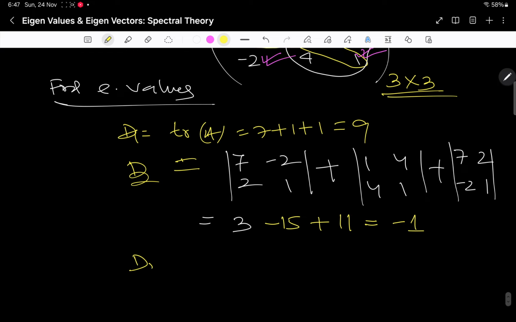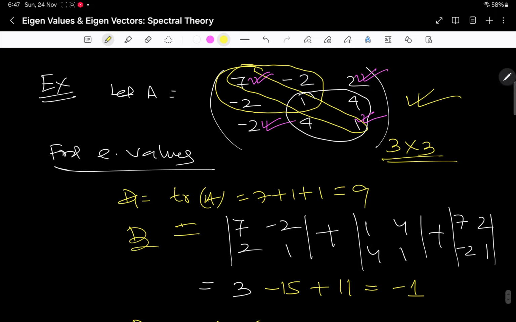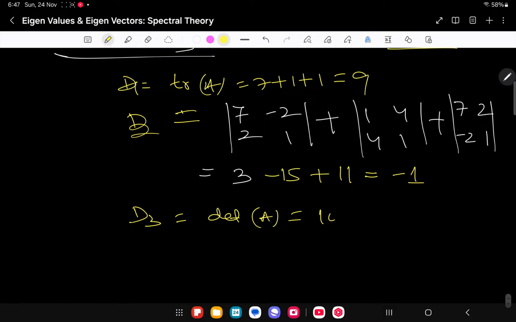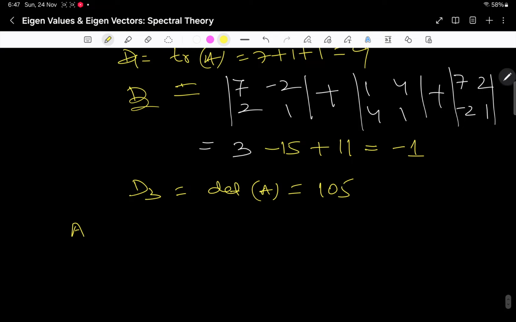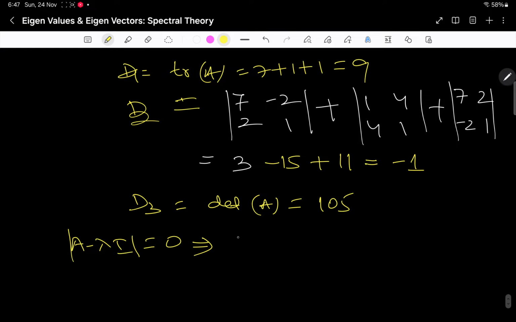Now what is d3? d3 is the determinant of A itself. If you find this determinant, it will be 105. So A minus lambda I determinant equal to 0, in one stroke, will give you lambda cube minus 9 lambda square, plus d2 lambda, which is minus lambda, then minus 105 equal to 0.